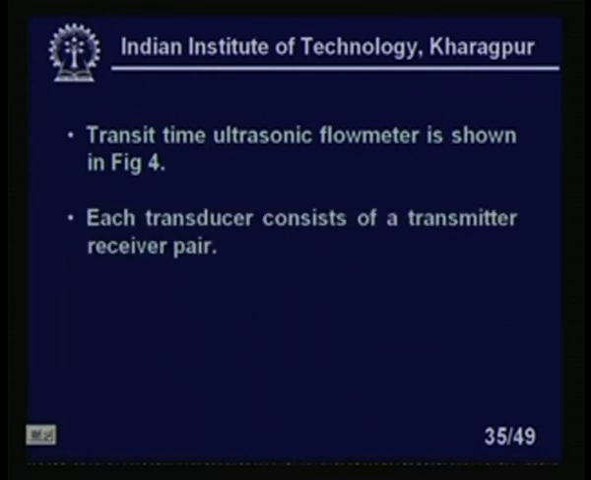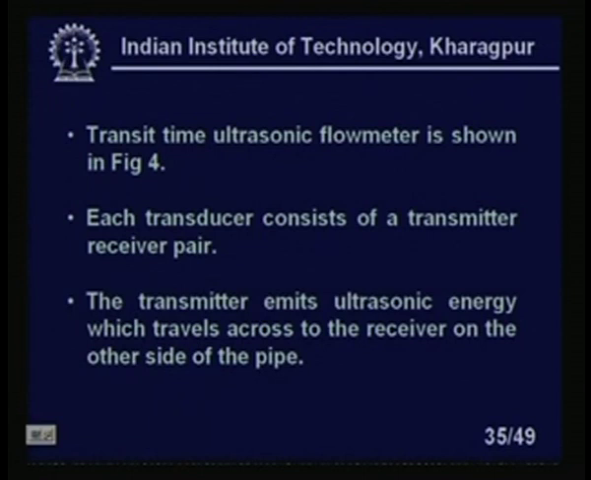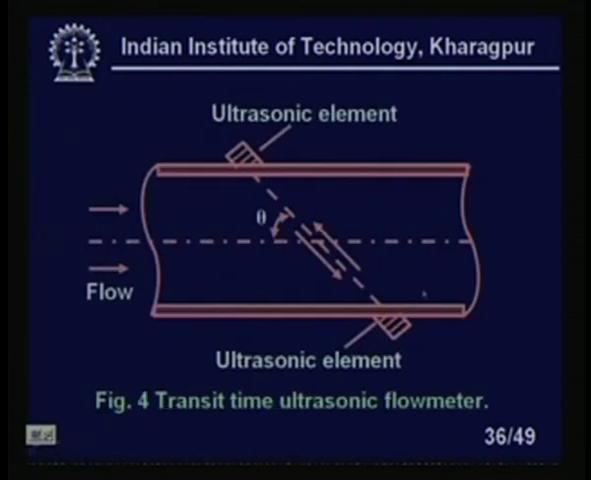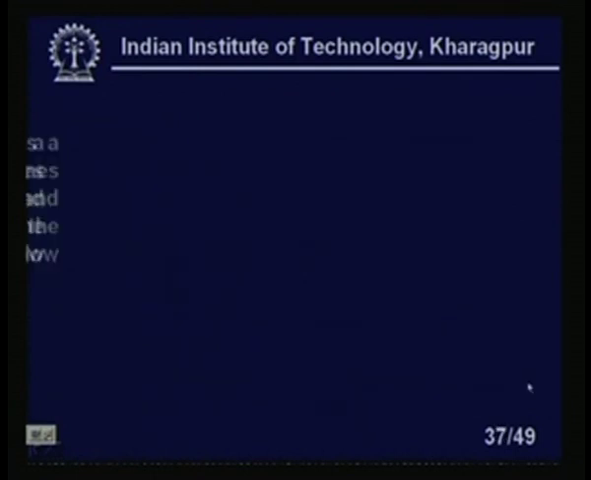Next figure. Each transducer consists of a transmitter receiver pair. So, each transducer is a transmitter receiver pair, and the transmitter emits the ultrasonic energy which travels across to the receiver on the other side of the pipe. You can see here, this is the transmitter and this is also a receiver. So, this comes here, receives, and it again transmits. Fluid is flowing through the pipe, there is an angle theta.